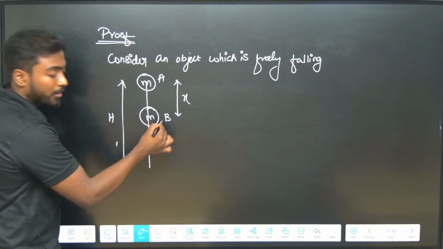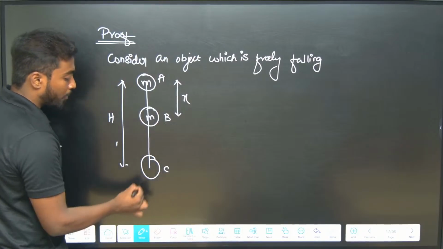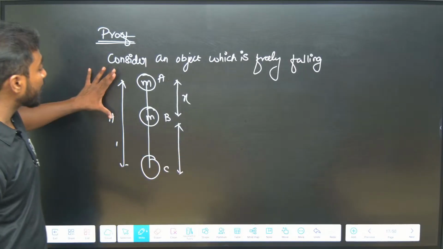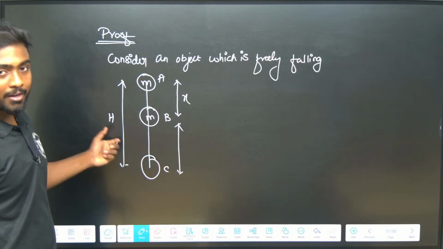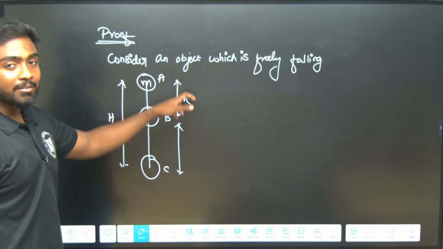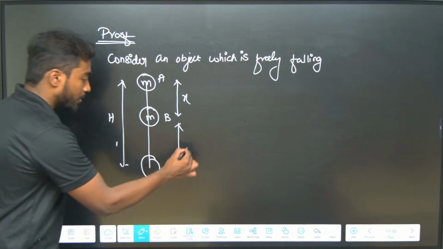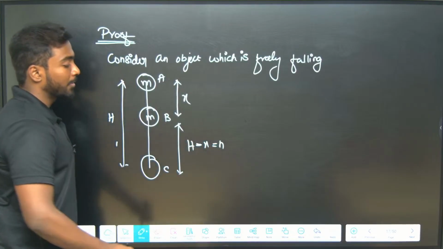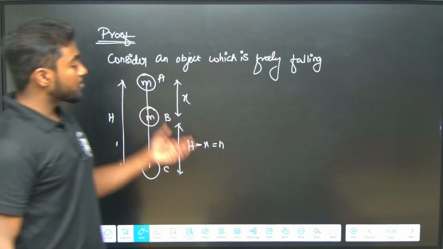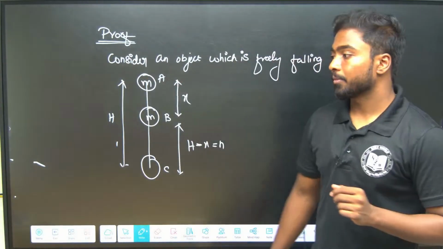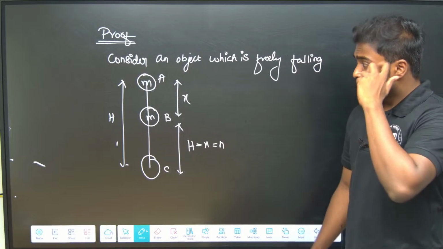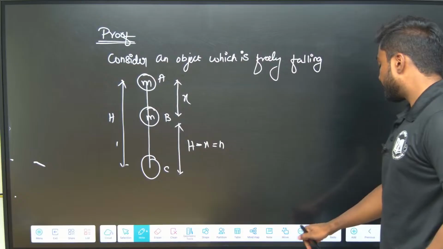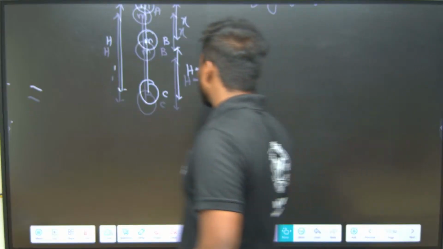So this is point B, and let me consider point C also. What will be the remaining distance? Total distance or height is H. From point A to B it is x. So the remaining will be H minus x, which is nothing but small h, I will consider. This is the thing you need to write first. Now, mechanical energy, right? The first thing has been completed.